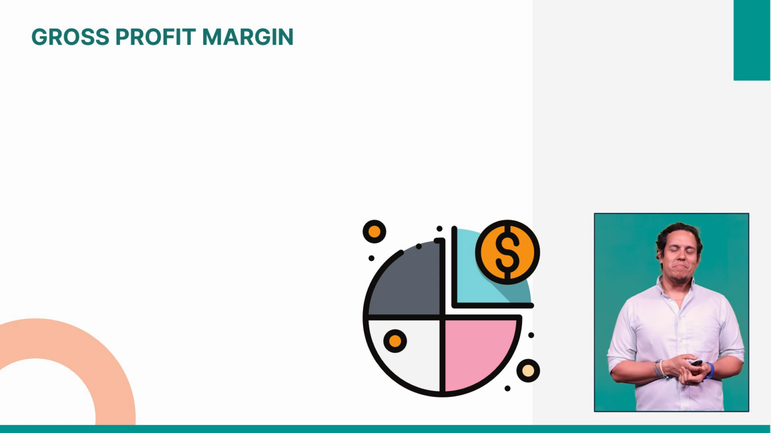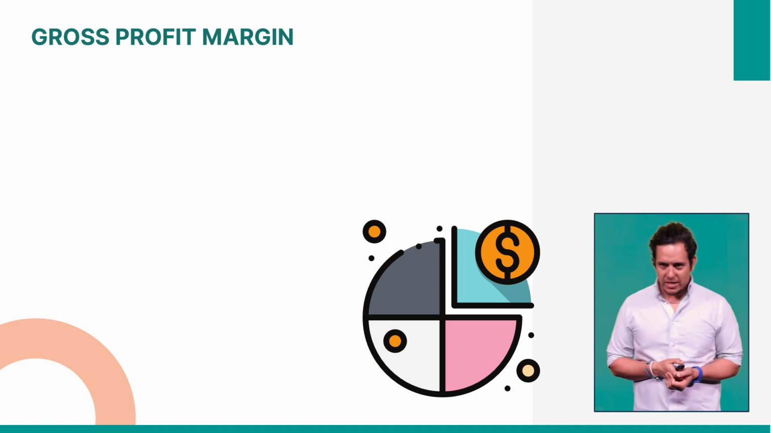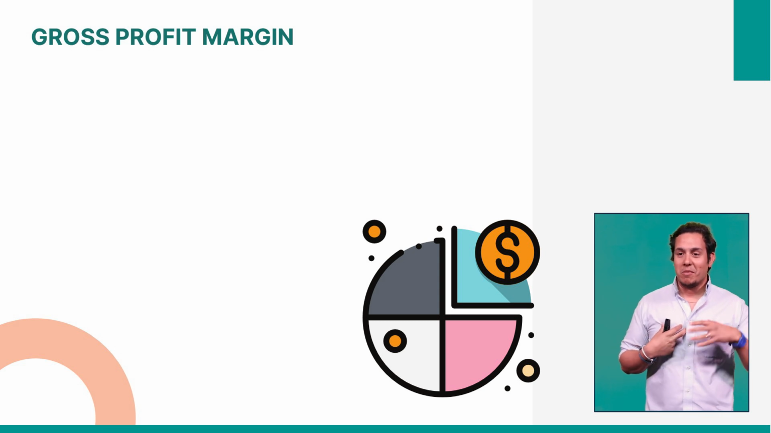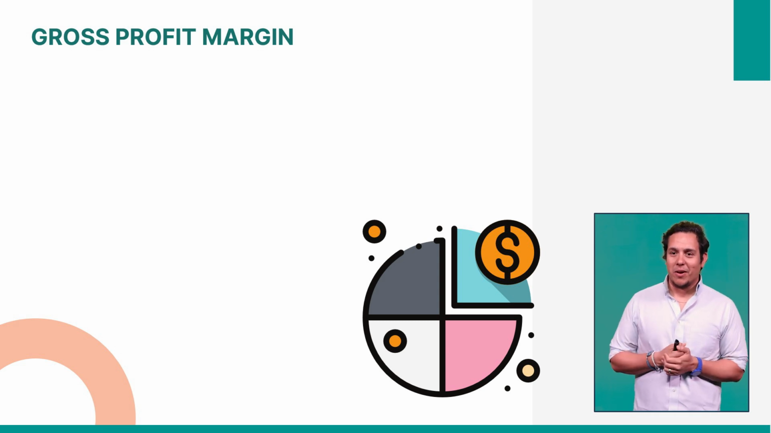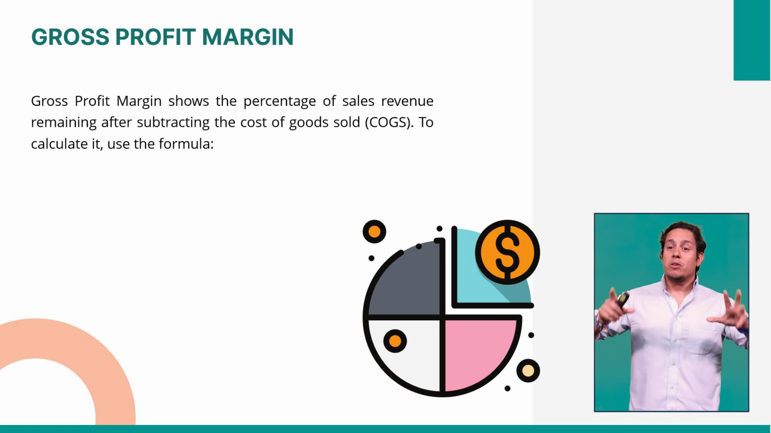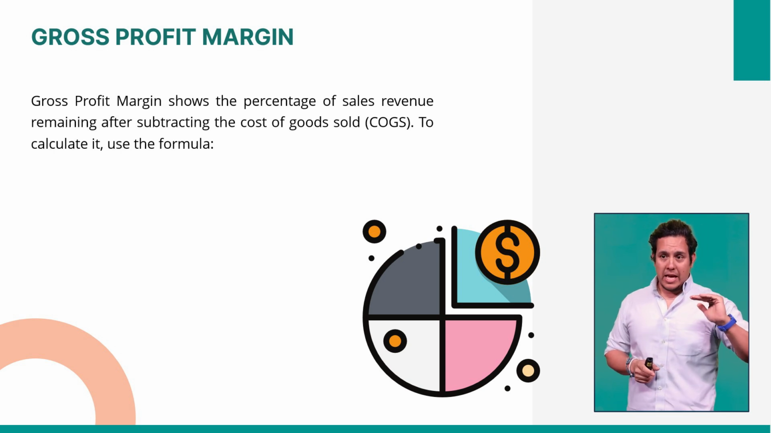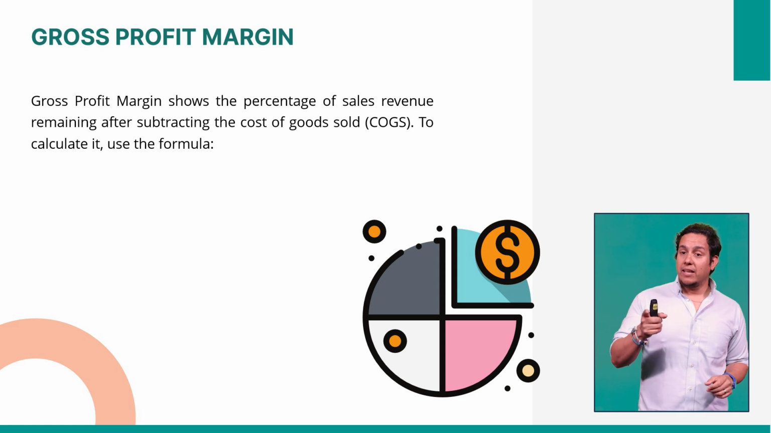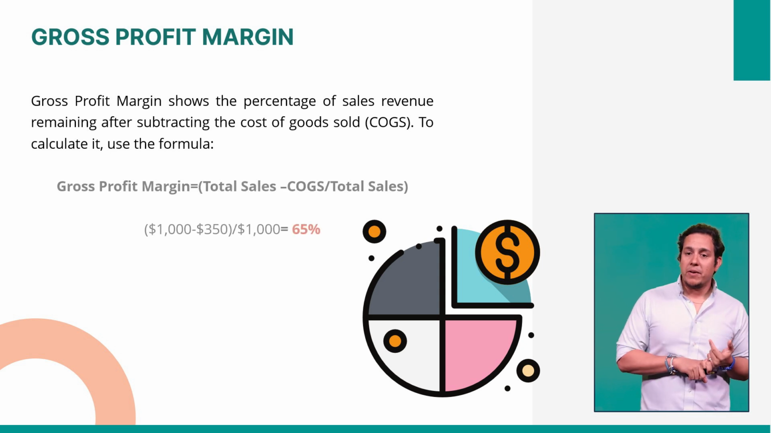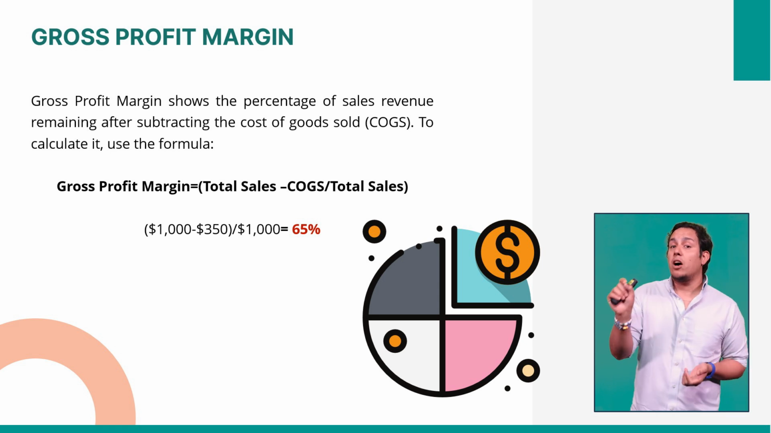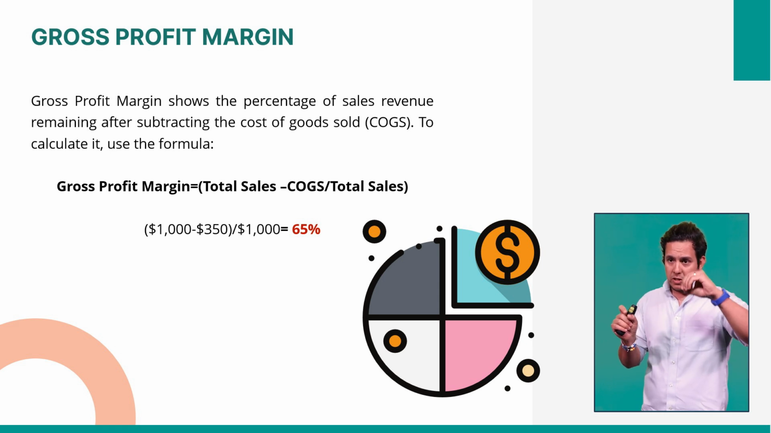Then we've got something called the gross profit margin. This one's interesting and really, really cool. One of my favorite margins, one of my favorite ratios on the personal side. Okay, so we've got the definition here for gross profit margin. Gross profit margin shows the percentage of sales revenue remaining after subtracting the cost of goods sold. Okay, to calculate it, here's a little formula. Gross profit margin equals the total sales minus the cost of goods, right? So total sales minus the cost of goods.